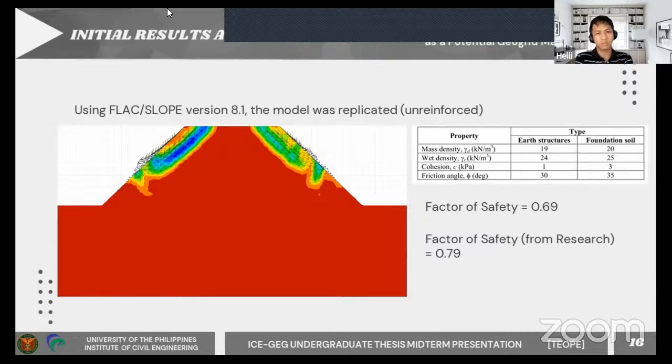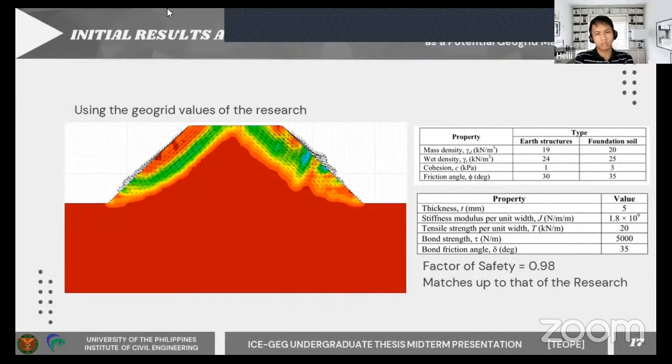This yielded a factor of safety of 0.69, which was different from the factor of safety obtained in the research, which was 0.79. A geogrid reinforced embankment was also modeled with a tensile strength of 20 kilonewtons per meter and had a factor of safety of 0.98, which matches up to the research by Wulandari and Tahandra.